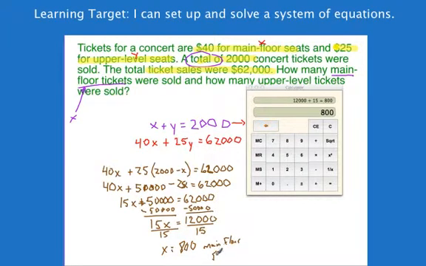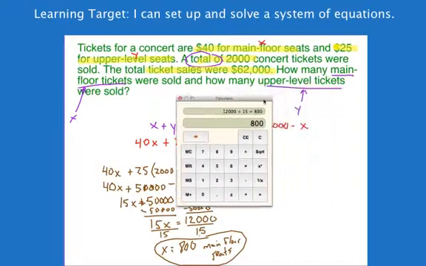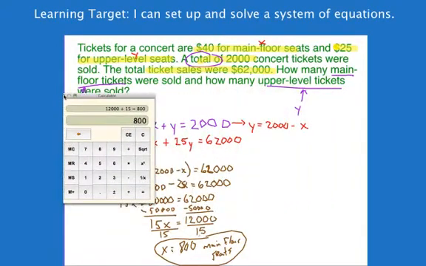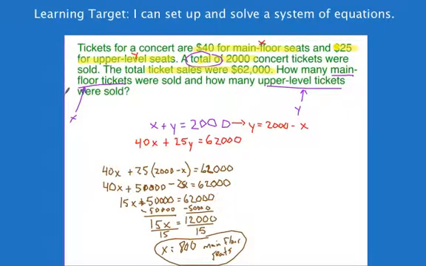Now to figure out how many upper level seats I sold, I can plug that back in. I can plug it back into either equation, but why wouldn't we just plug it back into the easier of the two equations? If I plugged it back into the second equation with the prices, I'd have to do 40 times 800 plus 25y and solve that out, which we could easily do, but it's probably easier just to do 800 plus y equals 2,000, especially because this is the number of tickets. If I subtract 800 from both sides, I get y equals 1,200, and remember, that's 1,200 upper level seats.